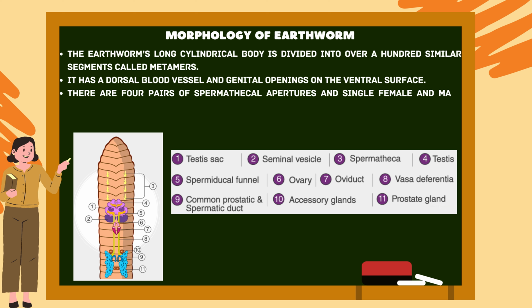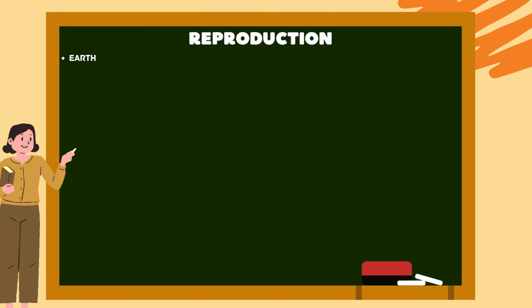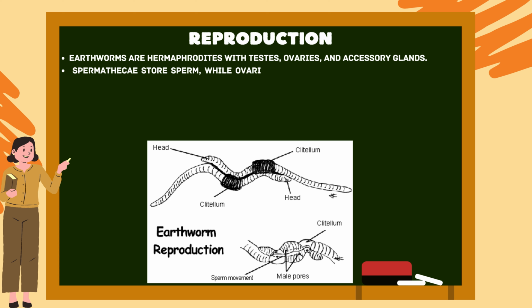It has a dorsal blood vessel and genital openings on the ventral side. There are 4 pairs of spermathecal apertures and distinct male and female genital pores on specific segments. Each body segment contains rows of S-shaped setae that help in locomotion.